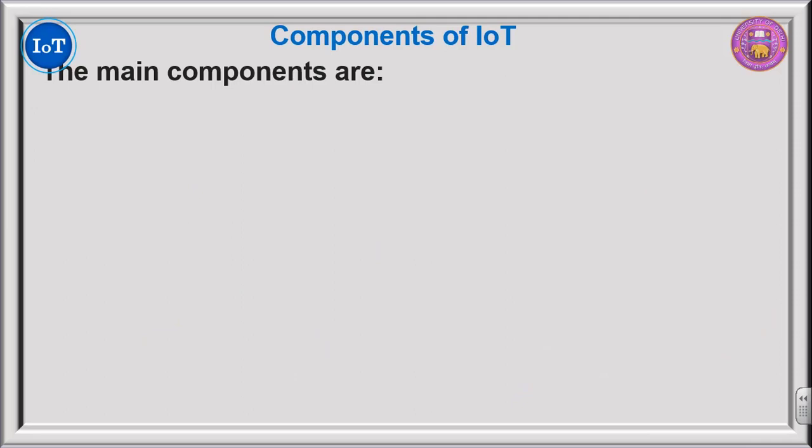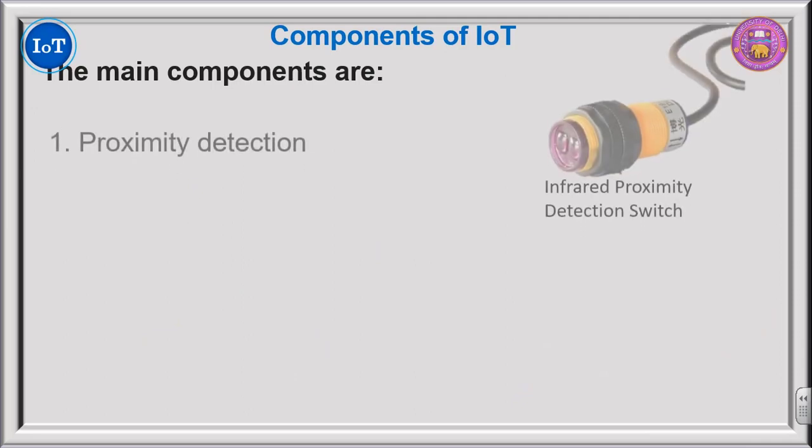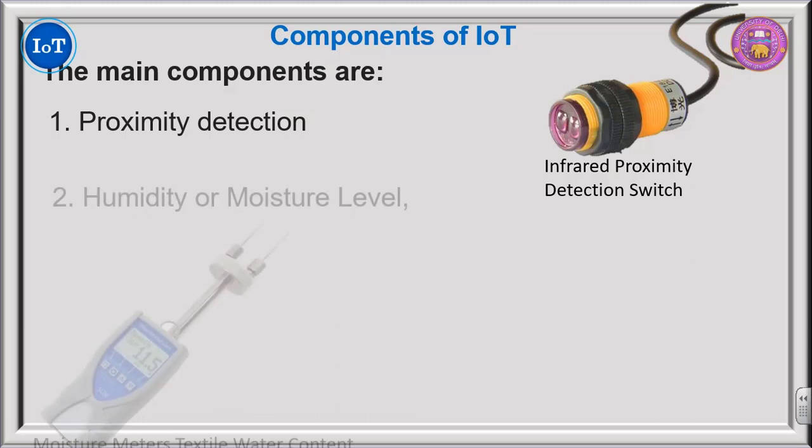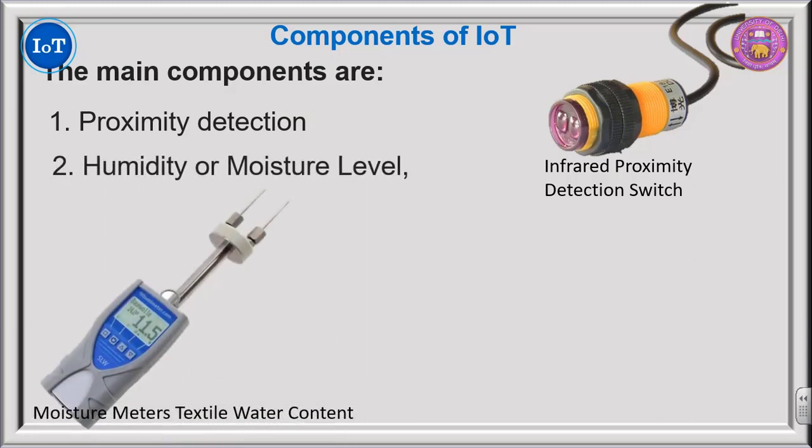The main components of IoT are, first, proximity detection. The photograph which you see is an infrared proximity detection switch. Second, humidity or moisture level. This is a photograph of a moisture meter that is used in the textile industry to measure the water content in the environment.